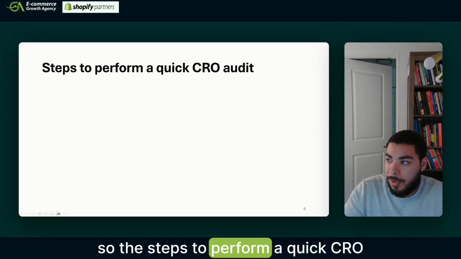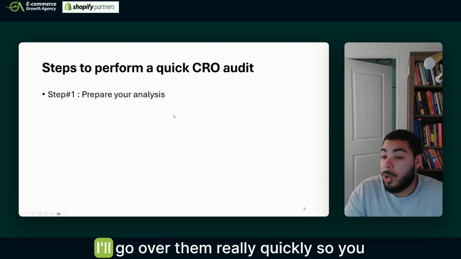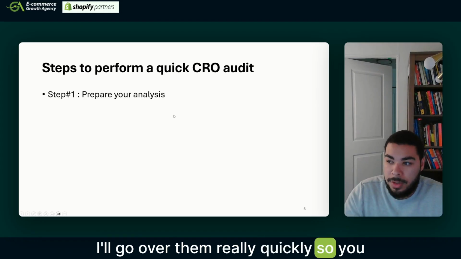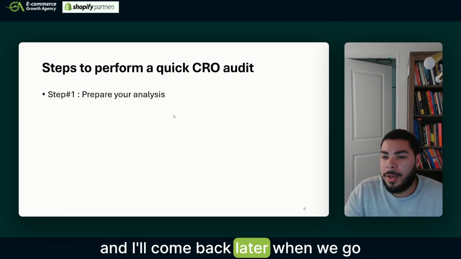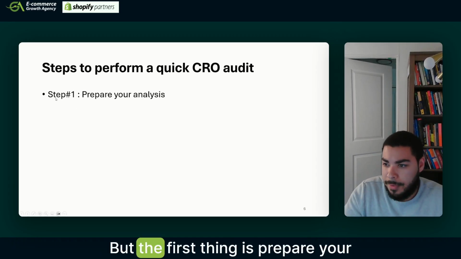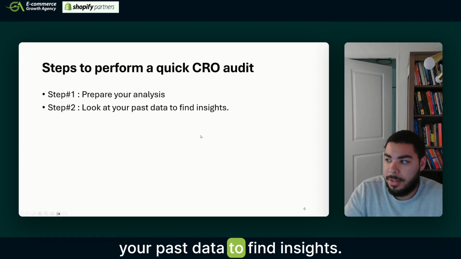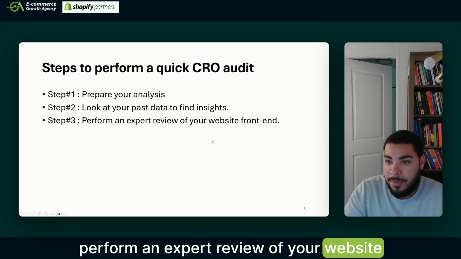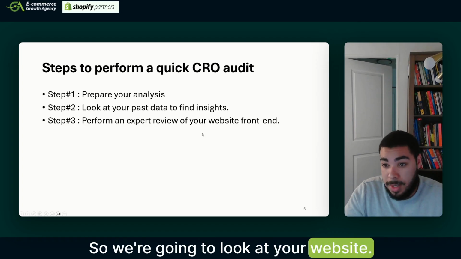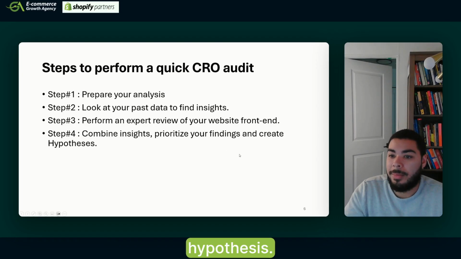So the steps to perform a quick CRO audit. First, prepare your analysis. By the way, I'll go over them really quickly so you just have a grasp of what we need to do, and I'll come back later when we go through each step. But the first thing is prepare your analysis. Second thing is we're going to look at your past data to find insights. Step number 3, perform an expert review of your website front end. So we're going to look at your website. Step number 4, combine insights, prioritize your findings, and create hypothesis.